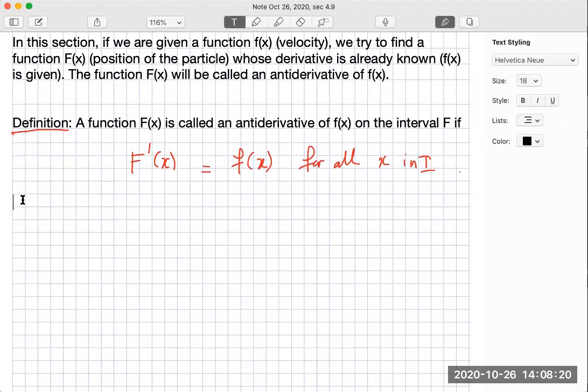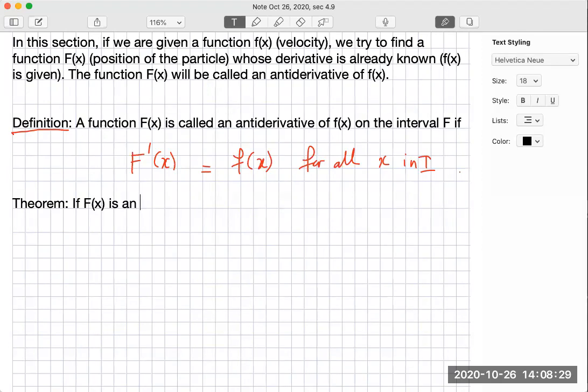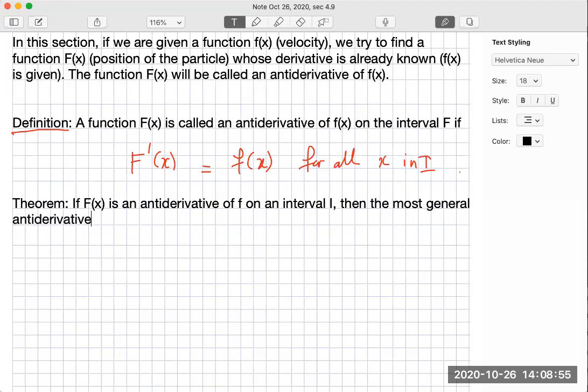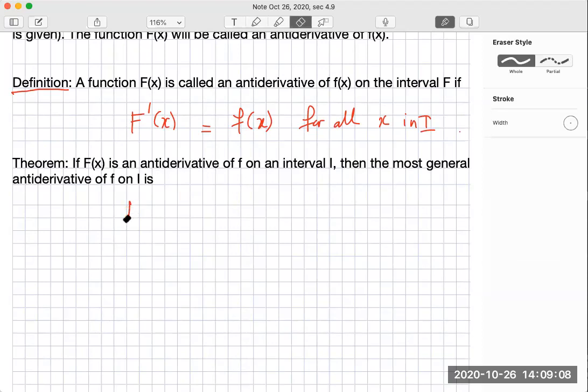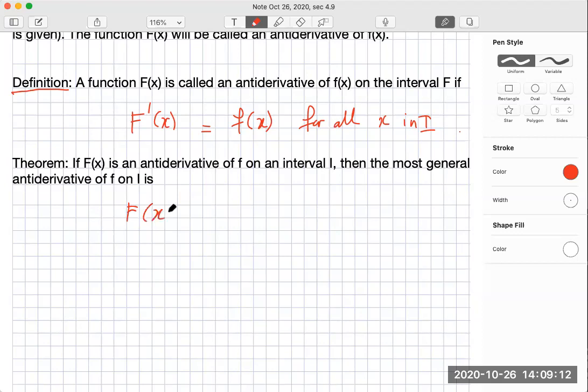And we have another theorem. If capital F is an antiderivative of f on an interval I, then the most general antiderivative of f on I is F of x plus c, where c is a constant.